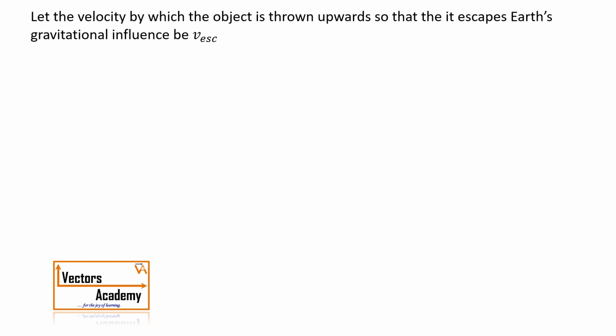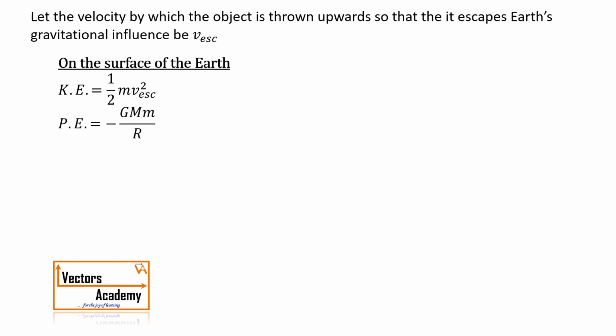Now, if any object is thrown with that velocity, we can say that the kinetic energy of that object is half mv square. And the gravitational potential energy is given by minus GMm upon r. Capital M is the mass of the earth and small m is the mass of the object. r is the distance of the object from the center of the earth.